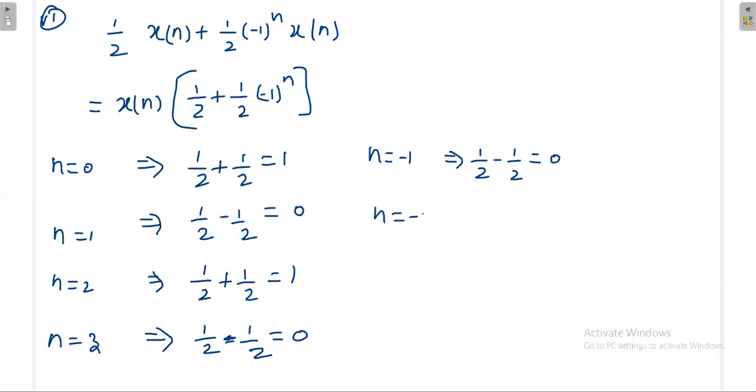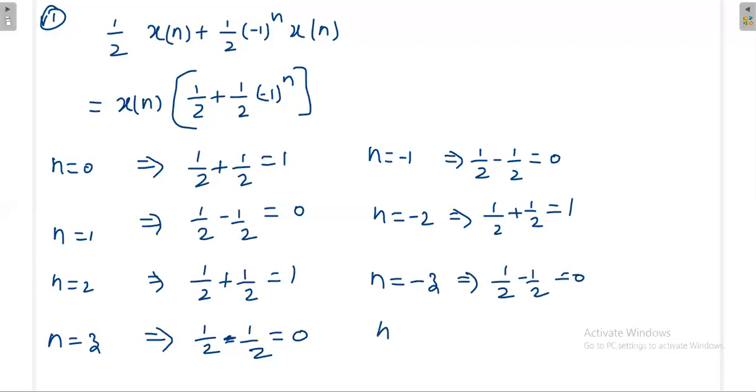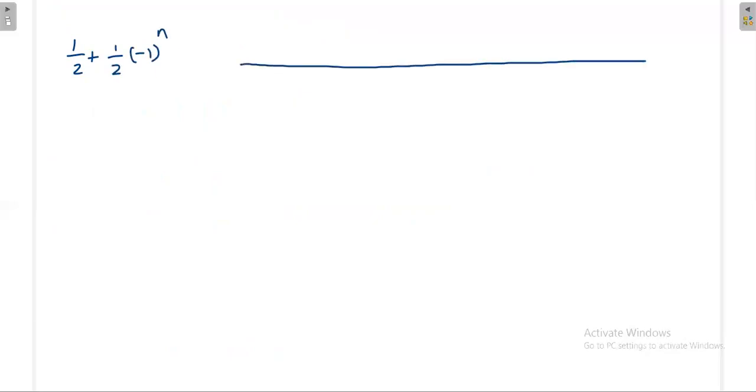When n is minus 2, again this is 1 by 2 plus 1 by 2, 1. When n is minus 3, 1 by 2 minus 1 by 2 is equal to 0. When n is minus 4, this is 1 by 2 plus 1 by 2 is equal to plus 1. That means alternately we are getting 0, 1, 0, 1, like that. So I can write it here: the function 1 by 2 plus 1 by 2 times minus 1 power n, how it is producing the values.